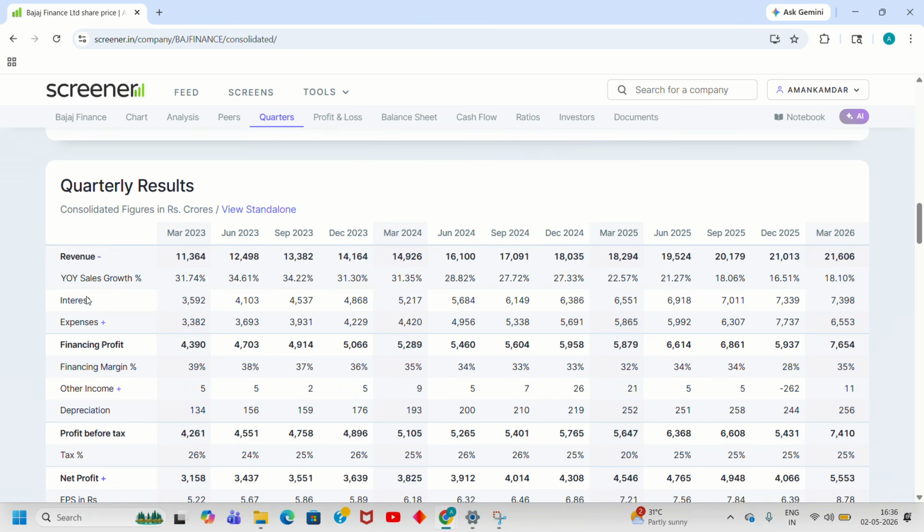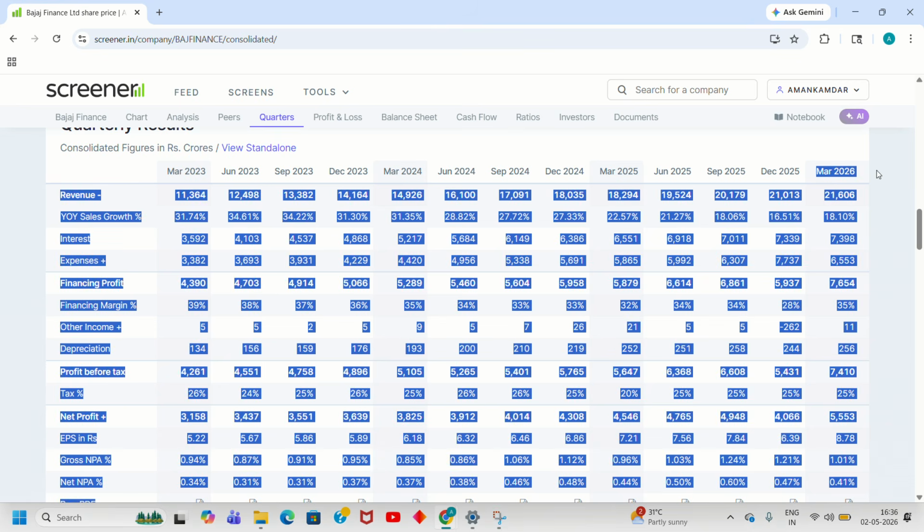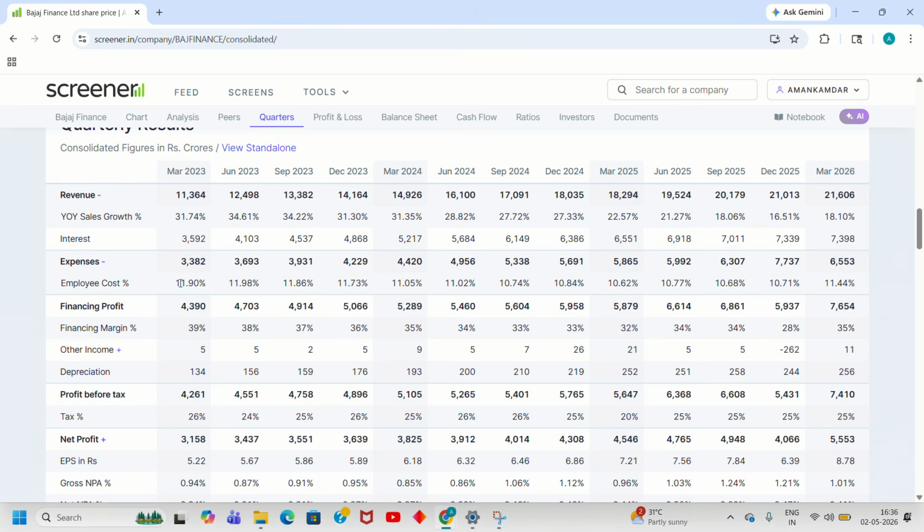Now we can also go to the detailed analysis of the revenue. This is year-on-year sales growth, which is around 27%, 22%, 21%, 18%, 16%, 18%. Now interest income is around 7398 crore as of March 2026. Now the expenses: the employee cost that the company is bearing is around 11.44%.